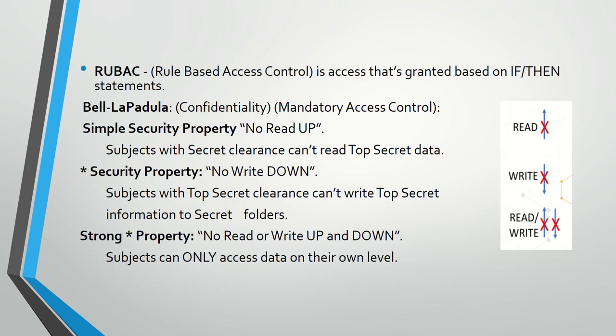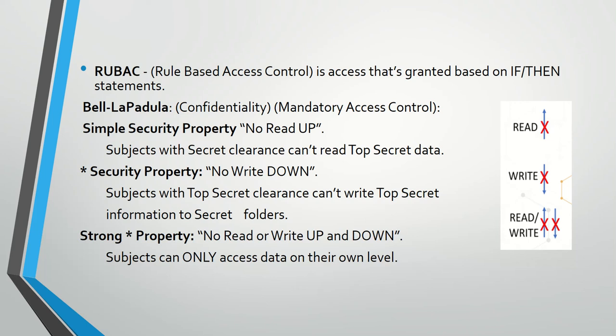Some of them are like Bell-LaPadula. Bell-LaPadula maintains the confidentiality of the object, so it is also based on mandatory access control. It has three properties. First is the simple security property, no read up. So a subject with secret clearance can't read top secret data. Then we have the star security property, no write down. Subjects with top secret clearance can't write top secret information to a secret folder. So based on your clearance level, you cannot write something below your clearance level.